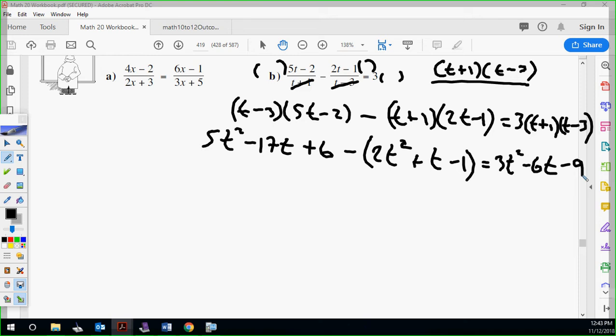Again, I lucked out because why? 5 minus 2 is what? So my 3's are going to cancel again. But let's find the left side. So I get 3t squared, negative 17 minus 1, negative 18. 6 minus a negative 1 is plus 7, because it's plus.